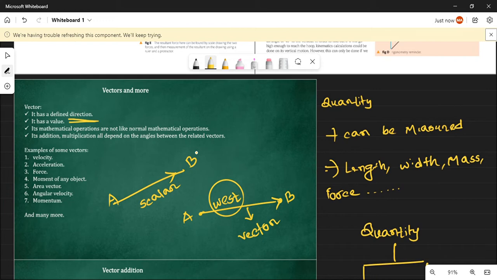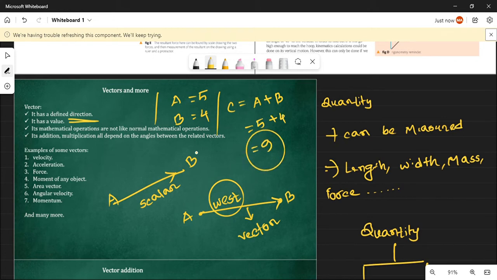Vector mathematical operations are not like normal mathematical operations. For example, if scalar A has a value of 5 and scalar B has a value of 4, and we add them to get C, where C is equal to A plus B, then 5 plus 4 is equal to 9. This is the value of the scalar addition A plus B.